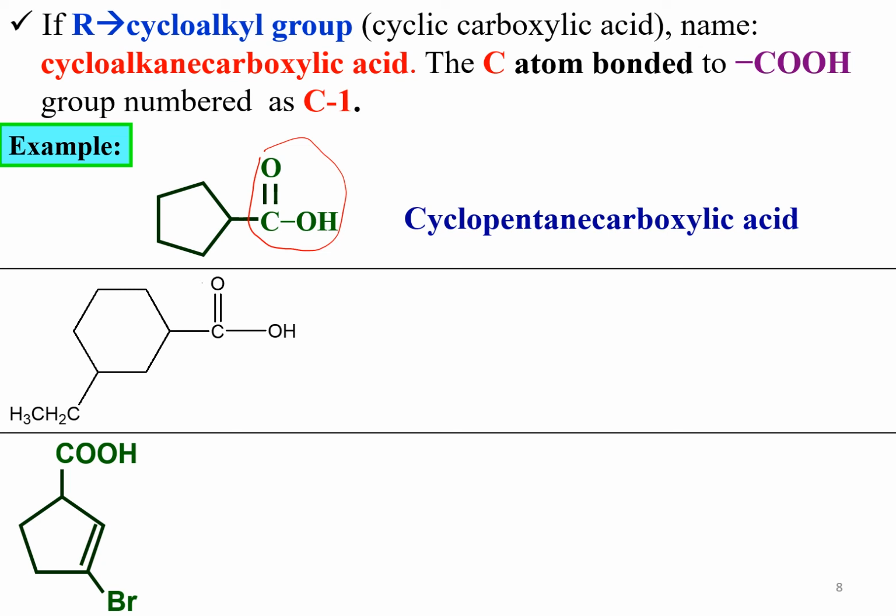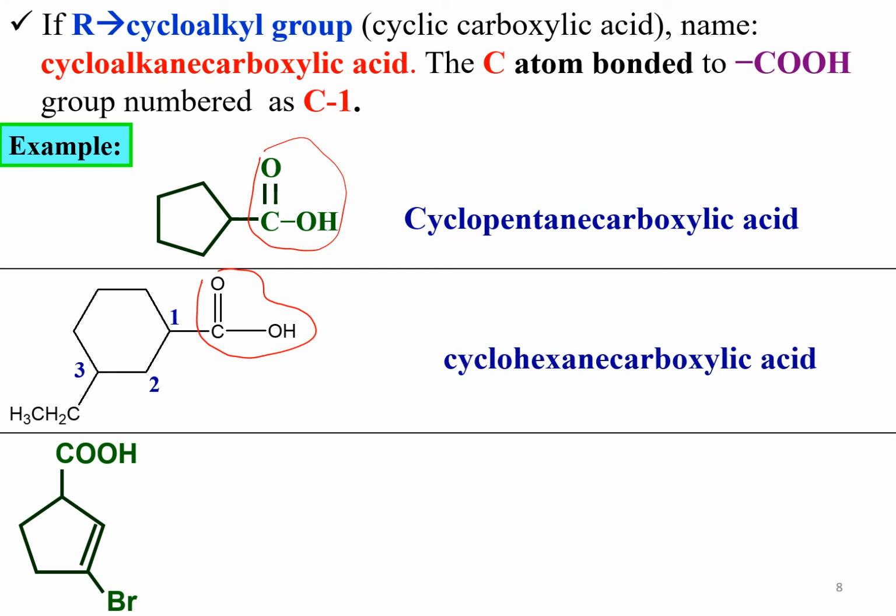Then the second one, COOH is the parent here, so it's called carboxylic acid. Then you have a substituent at carbon 3 on the cyclohexane. So 3-ethylcyclohexanecarboxylic acid.